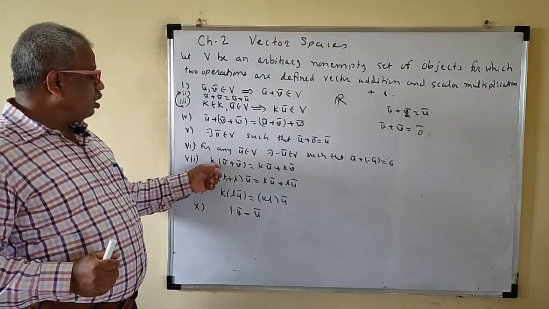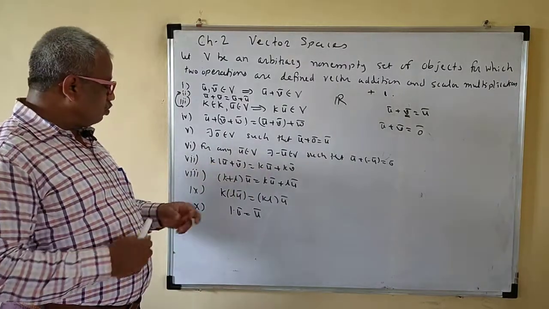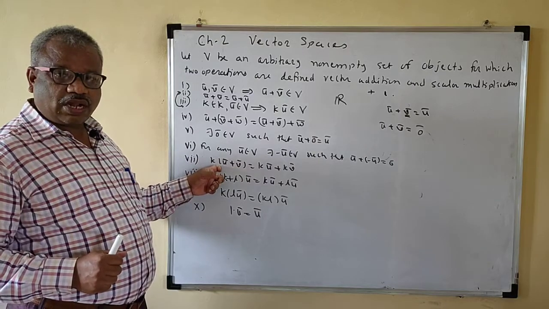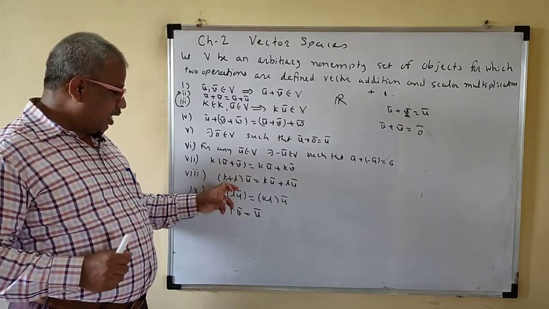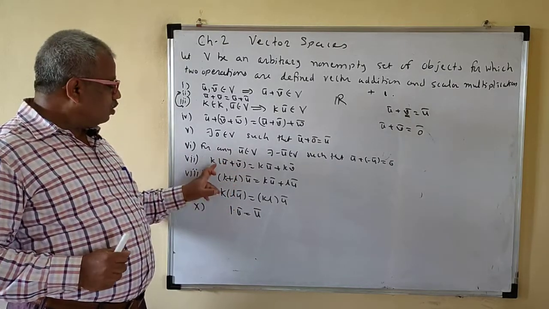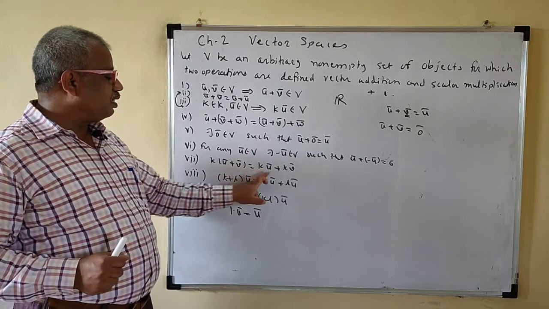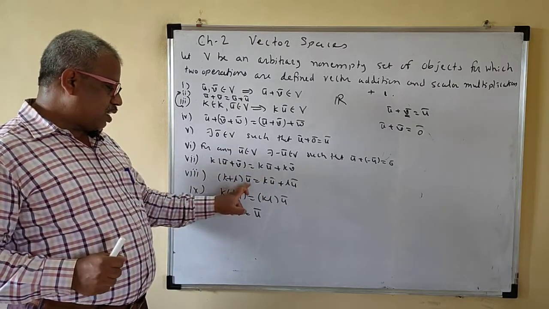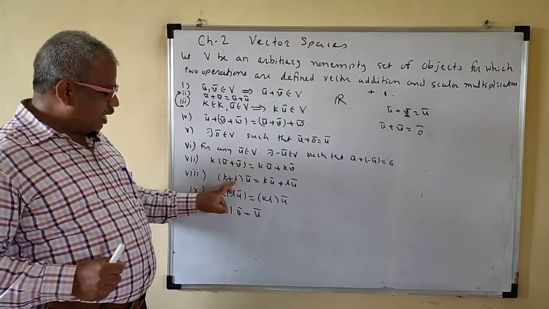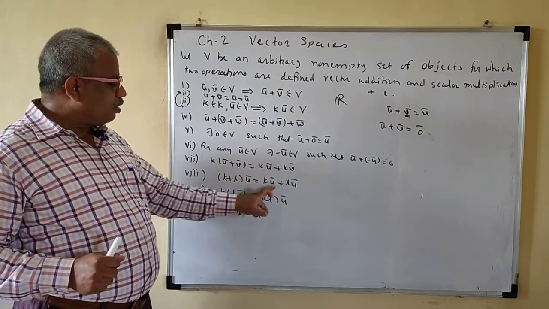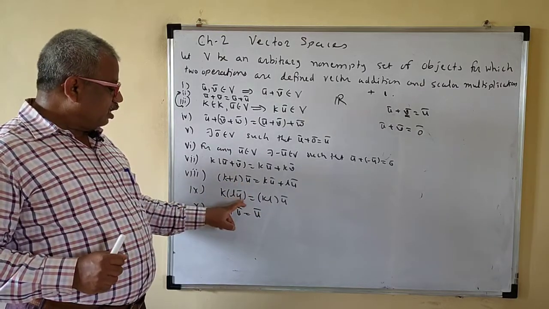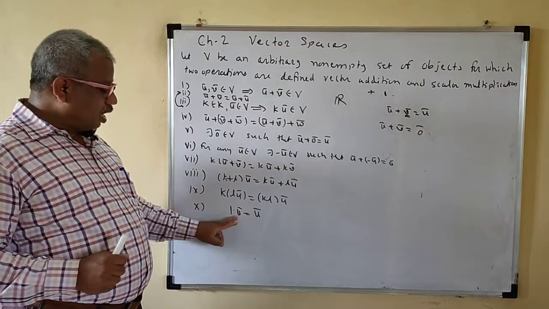Next, this is called the distributive law of the vector, and this is called the distributive law of the scalar. So k into u bar plus v bar is the same as k u bar plus k v bar. Then k plus l, where k and l are scalars, gives k u bar plus l u bar. Then kl into u bar is k into l u bar, and 1 into u bar is u bar.